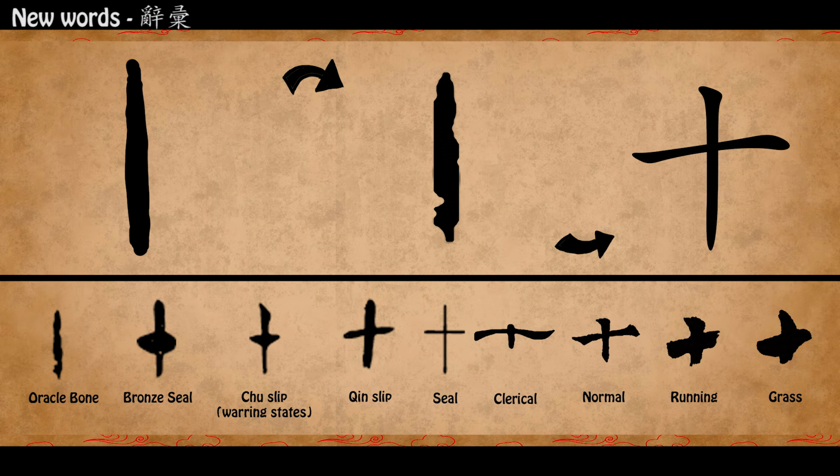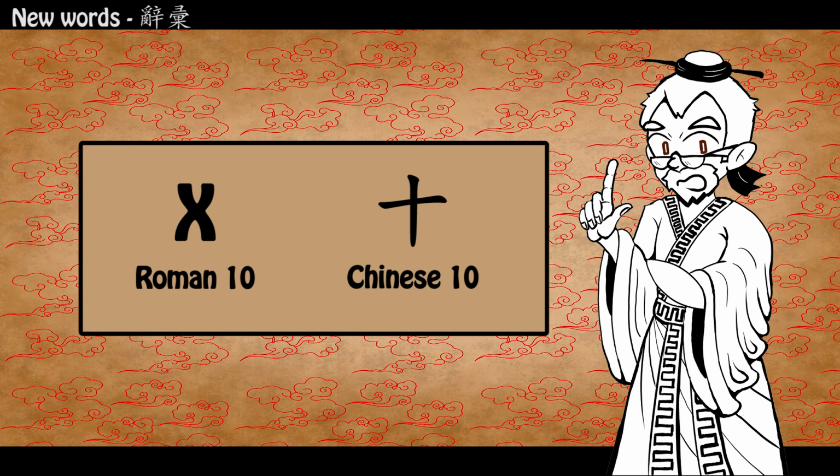十: ten. From the character one, written top to bottom. Later, a breathwise stroke was tacked on to make it stand out more. That it looks similar to the Roman number ten is pure happenstance.